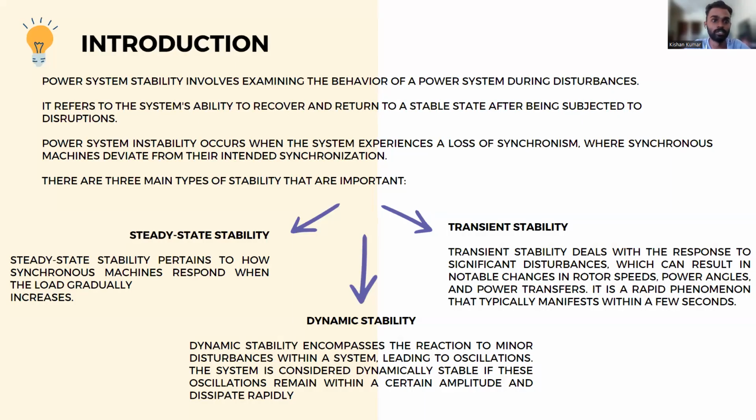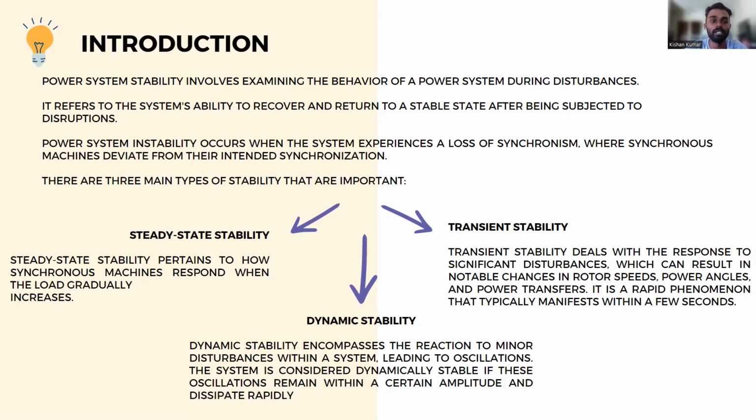So for the introduction, power system stability involves examining the behavior of a power system during disturbance. It refers to the system's ability to recover and return to a stable state after being subjected to disruptions. And basically, power system instability occurs when the system experiences a loss of synchronism, where the synchronous machines deviate from the intended synchronization.